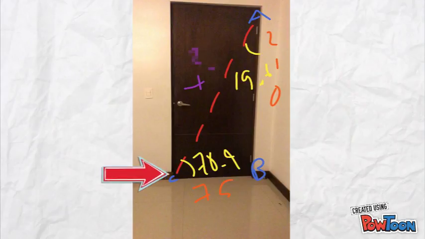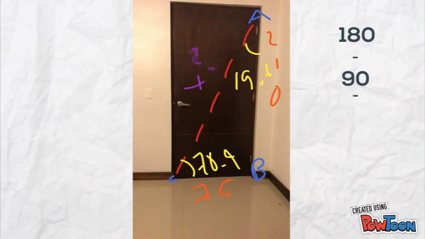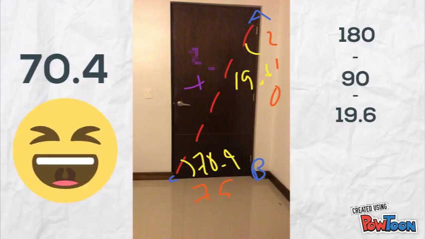Now angle C, or the angle of elevation, would be 180 minus 19.6 minus 90, the two angles we already have. Angle C would measure 70.4 degrees.